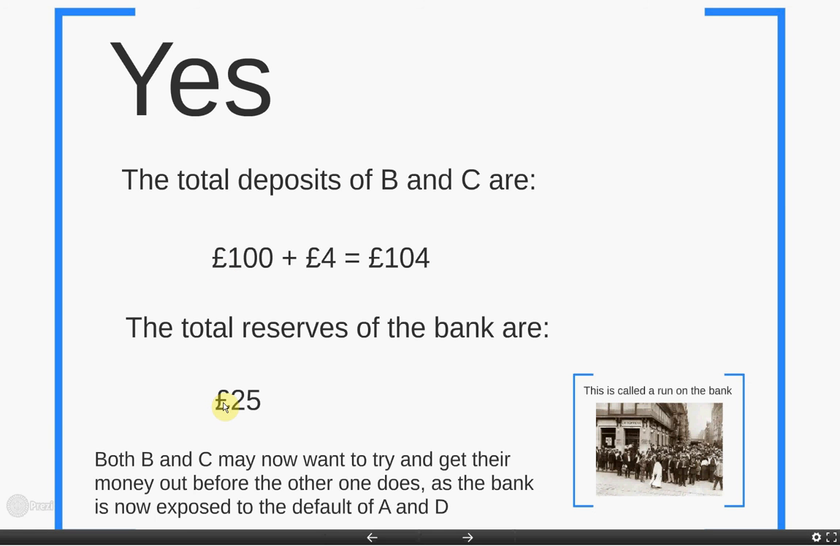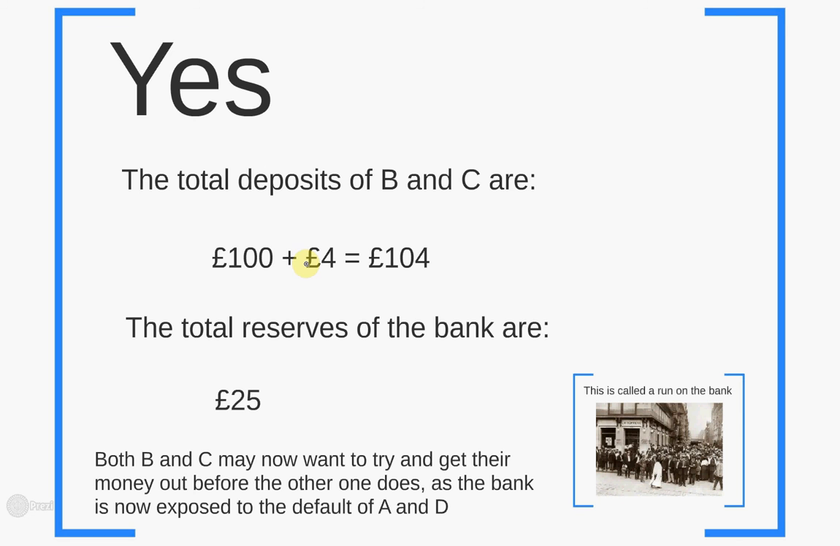There's £25 of cash in the bank, and both B and C run the risk of not getting their money. If B tries to get its money out first, it'll get £25, and there'll be none left for C. If C tries to get its money out first, there'll be £21 left, and that's all that B will get. So both B and C are now thinking, well, the first one to get the money out gets the whole 25 in the case of B, and in the case of C gets the £4. If they're second in the queue, in the case of B, they'll only get £21. In the case of C, they'll get nothing.